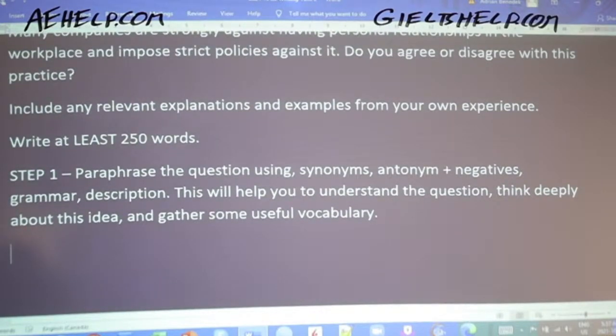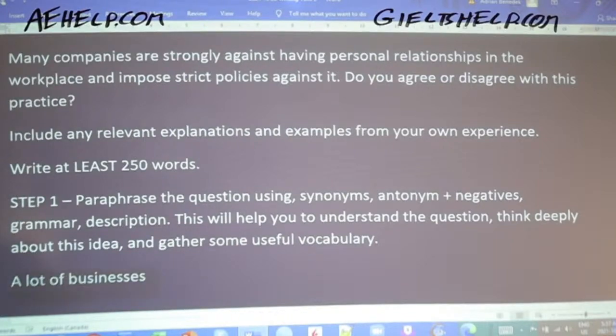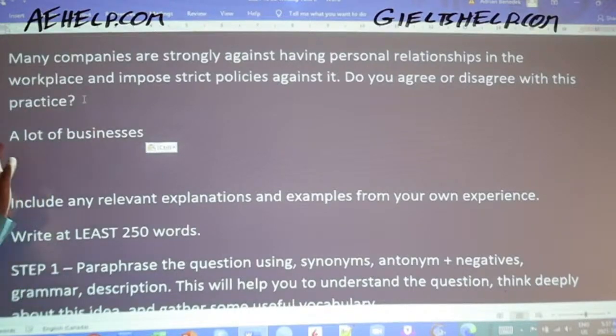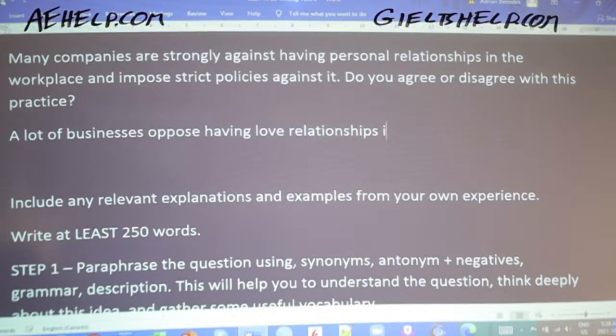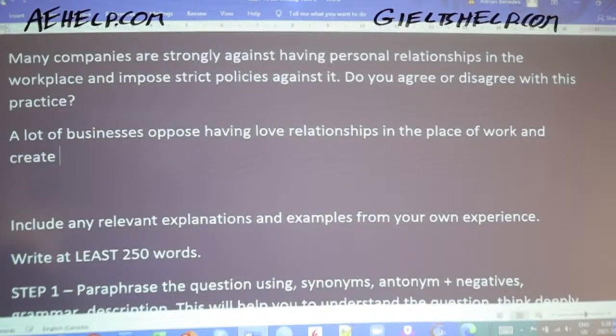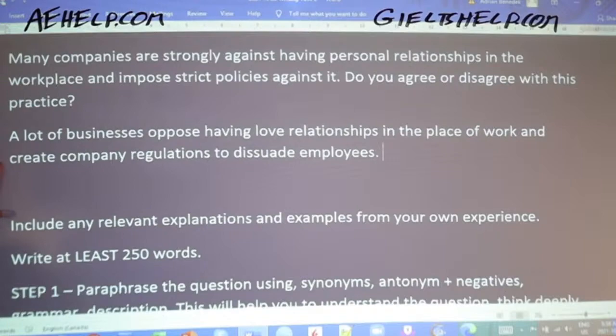I'm not sure. So we have to be careful not to restrict our ideas. So a lot of businesses, that's how I'm going to start. In fact, I'm going to put it a little bit closer to the original question here, just so you can see it. Okay, let me put it in here. All right, so instead of many companies, I'm going to start with a lot of businesses. All right. So there is my paraphrase of kind of the main sentence.